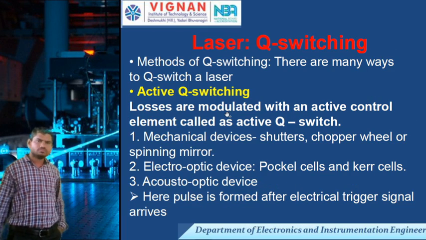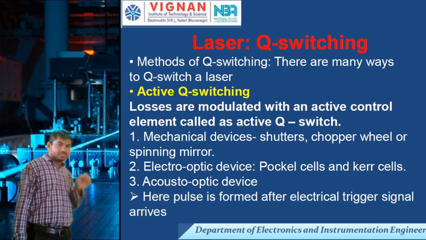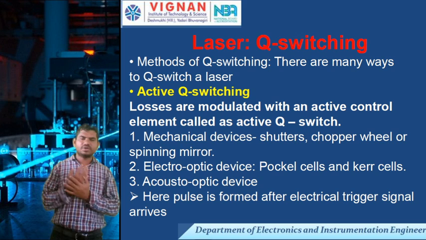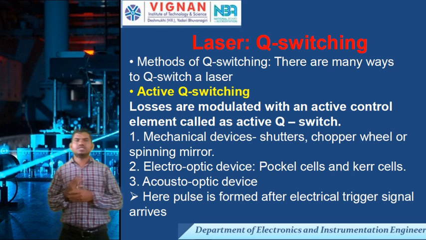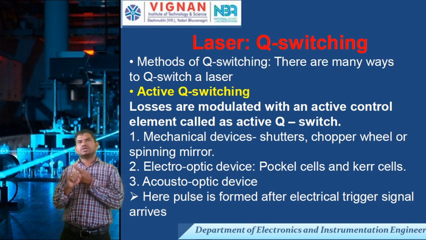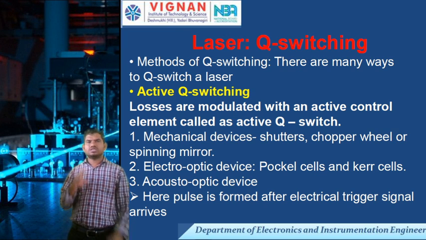Next, there are two methods in Q switching techniques. How do we get a particular output in Q switching? There are two methods: the first method is active Q switching, and the next method is passive Q switching.